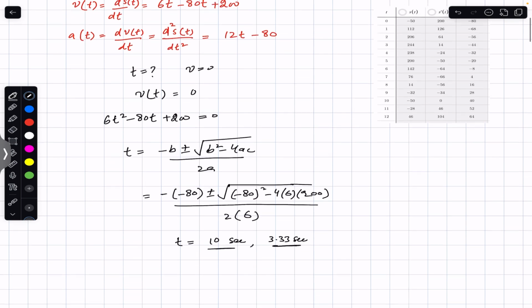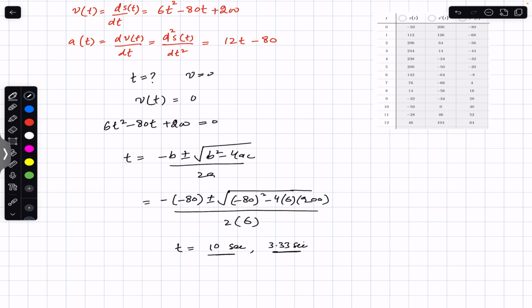Now you guys can see that at these two t values, the velocity values will switch signs. At t equals 3, the velocity is positive, and at t equals 4, the velocity is negative. So in between 3 and 4 seconds, the velocity is equal to 0. At t equals 3.33 seconds, the velocity is 0. And similarly, at t equals 10, the velocity is 0, as you can see here.